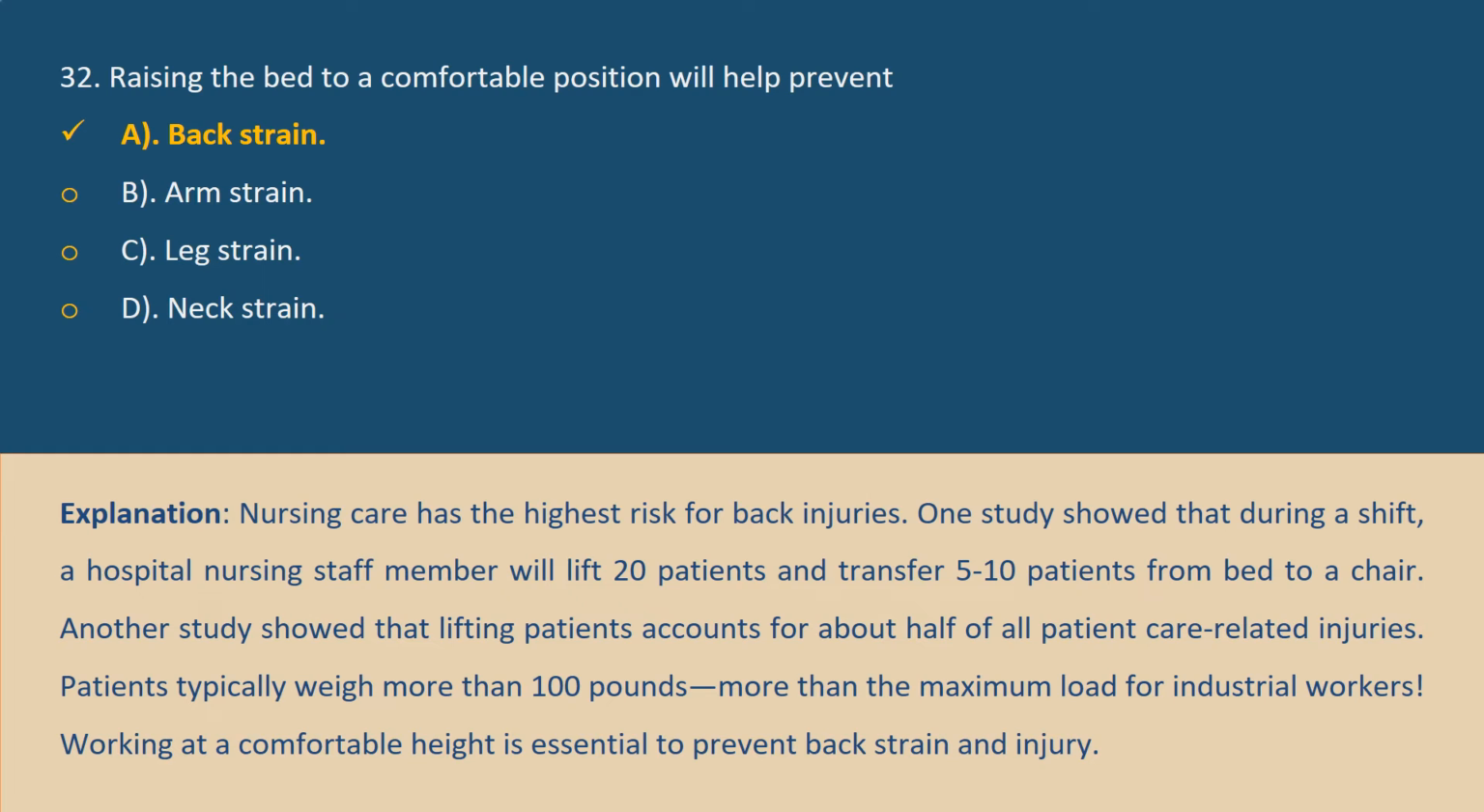Answer A. Explanation. Nursing care has the highest risk for back injuries. One study showed that during a shift, a hospital nursing staff member will lift 20 patients and transfer 5 to 10 patients from bed to a chair. Another study showed that lifting patients accounts for about half of all patient care-related injuries. Patients typically weigh more than 100 pounds, more than the maximum load for industrial workers. Working at a comfortable height is essential to prevent back strain and injury.